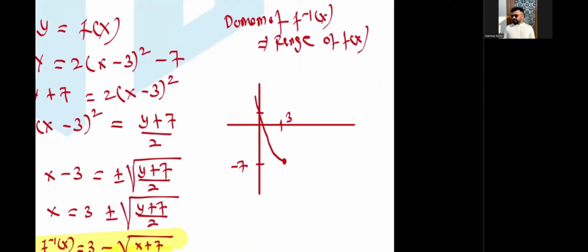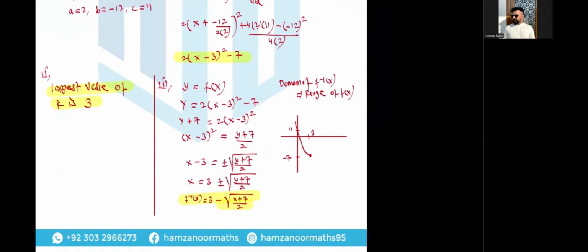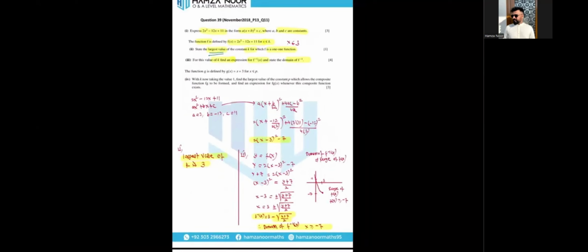We saw that when x was 0, the output was 11. So we can say that the range of fx is that fx is greater than or equal to minus 7, as simple as that. This is the range of the fx function. Now this will become the domain of f inverse x. Therefore, the domain of f inverse x would be x is greater than or equal to minus 7. This is your domain for the f inverse x function. All right, so this was the solution for part 3.